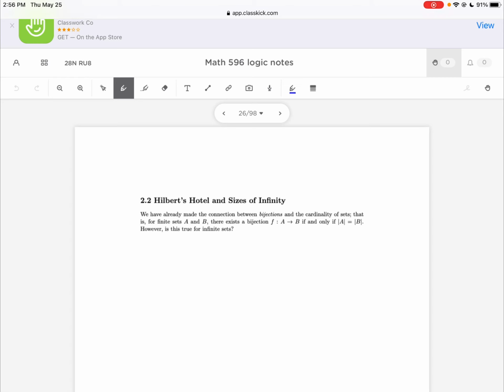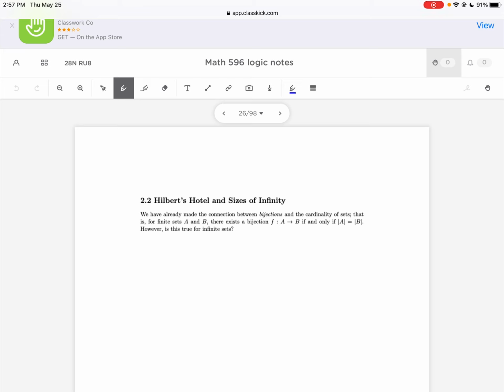We made the connection between bijections and the cardinality of finite sets. In other words, for finite sets A and B, there exists a bijection f from A to B if and only if the cardinality of A is equal to the cardinality of B. In other words, if the sets have the same size. Now, is this going to be true for infinite sets?